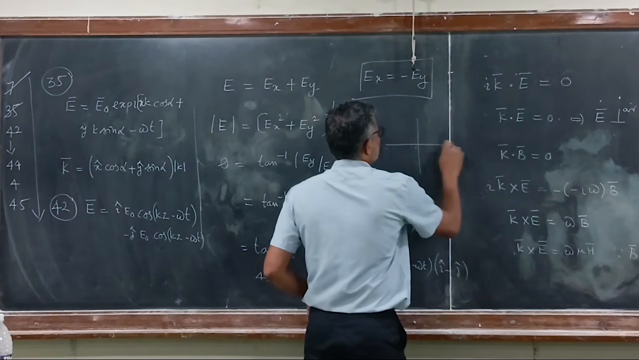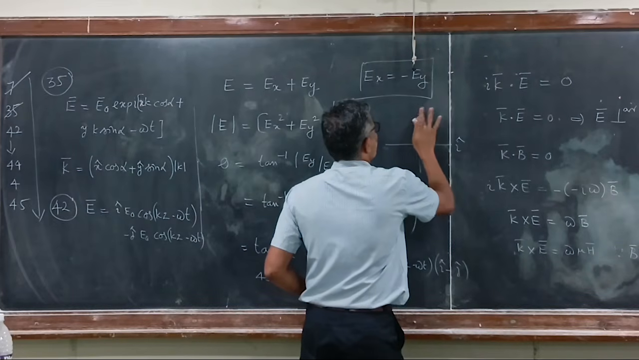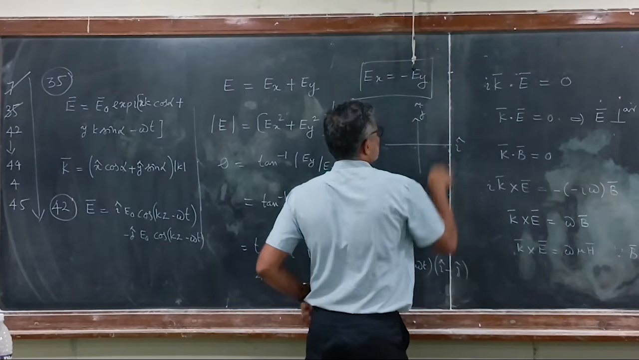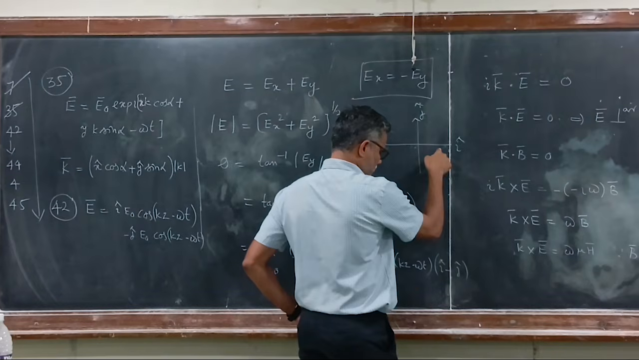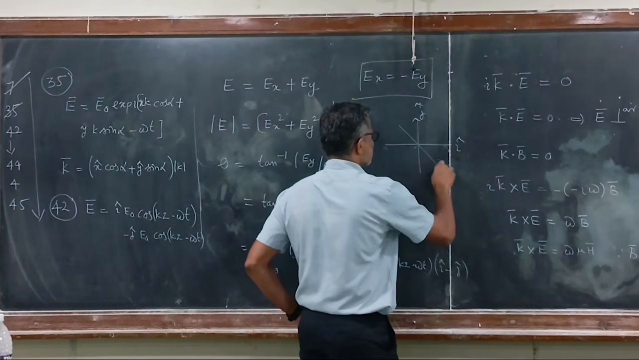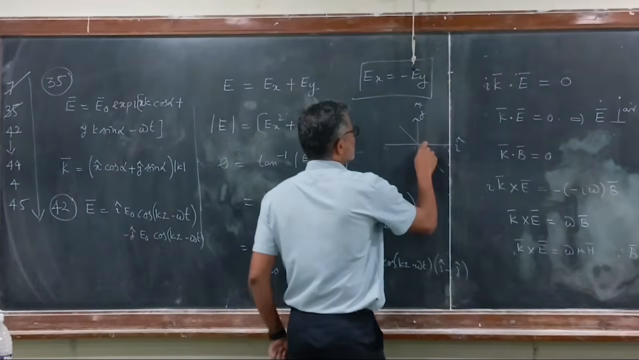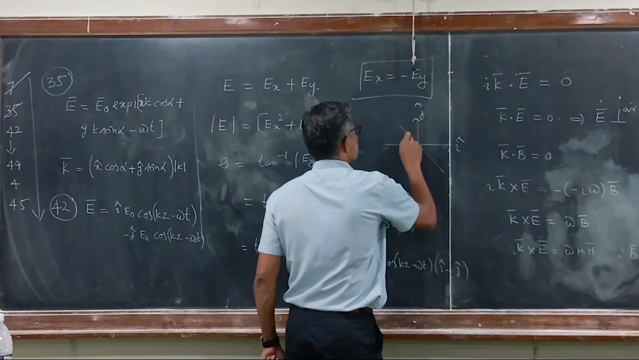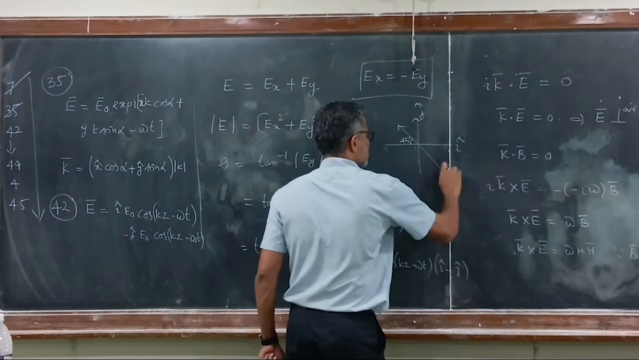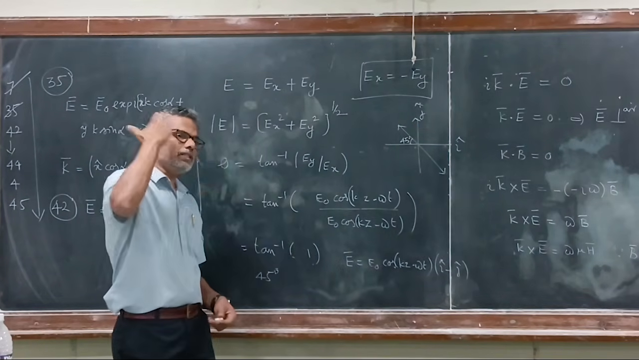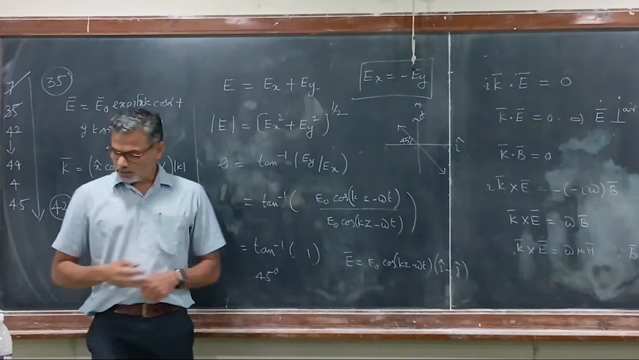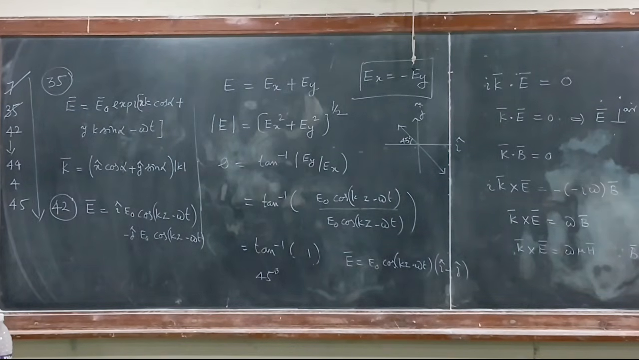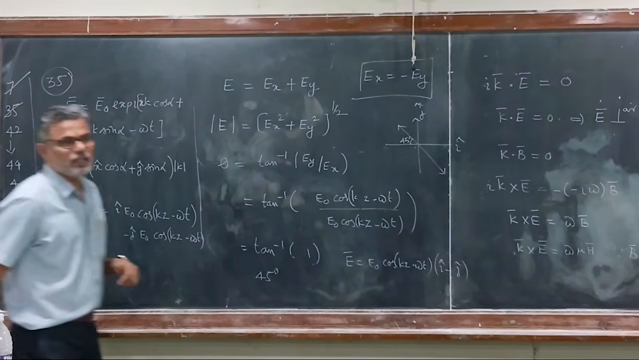And this (i cap minus j cap) is what represents a plane. You have an xy plane. Let's say this is i cap and this is your y cap, j cap. Then x is positive and this will be minus, so it is in this direction, and the angle is going to be 45 degree with respect to the x axis. The vibration is in this plane, x minus y. So that means it's linear and makes an angle 45 degree with respect to the x axis. So it is linearly polarized at 45 degree to the x axis.